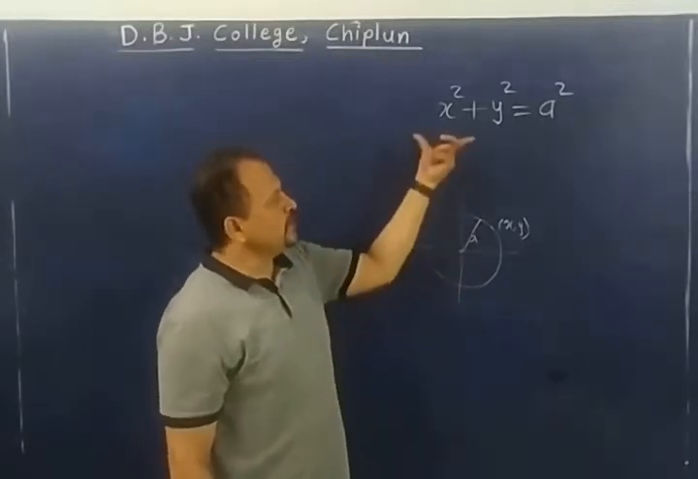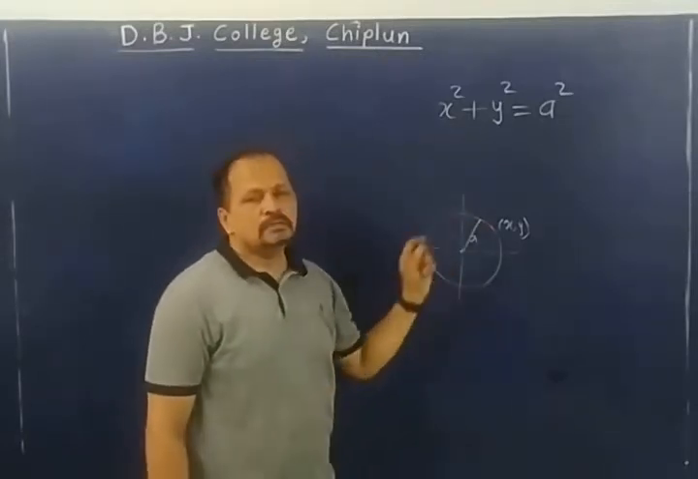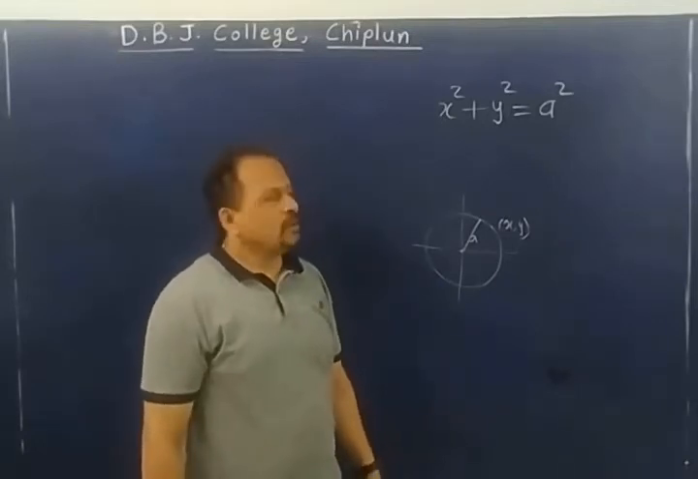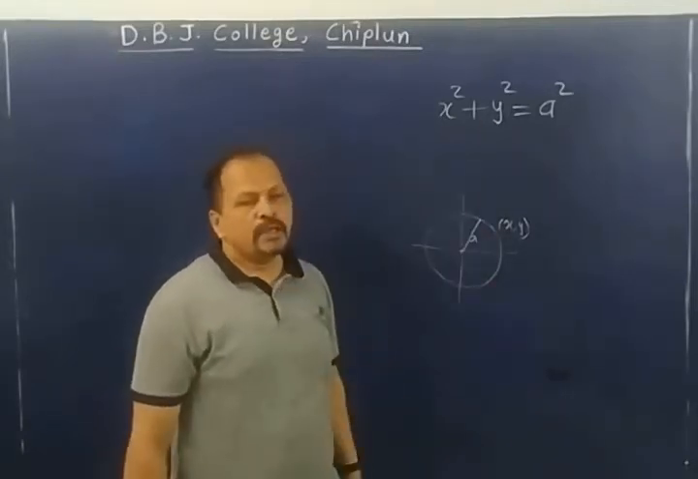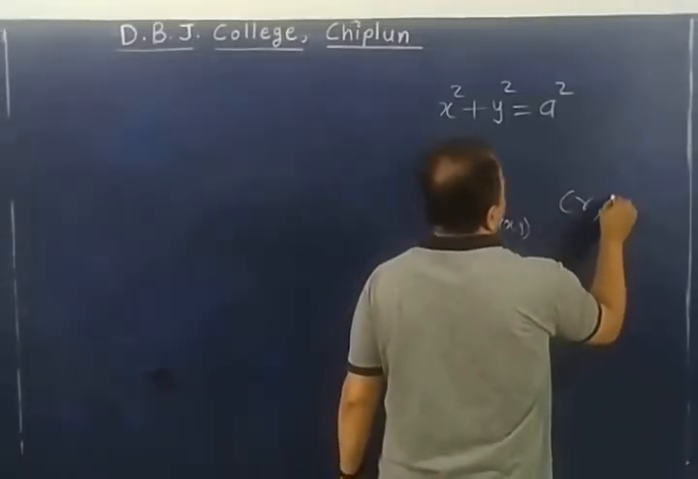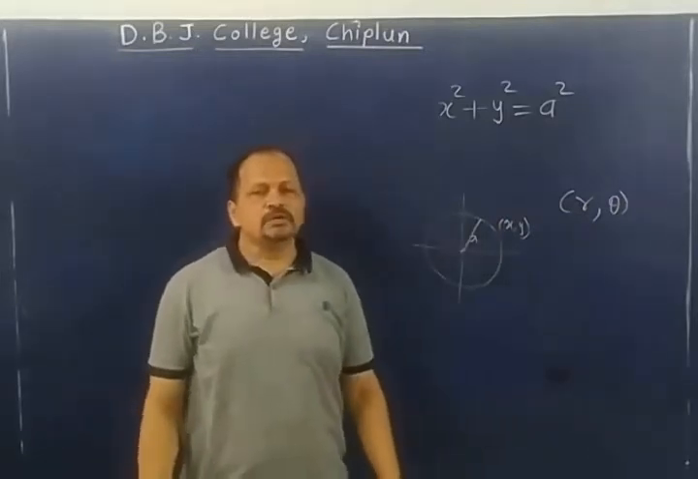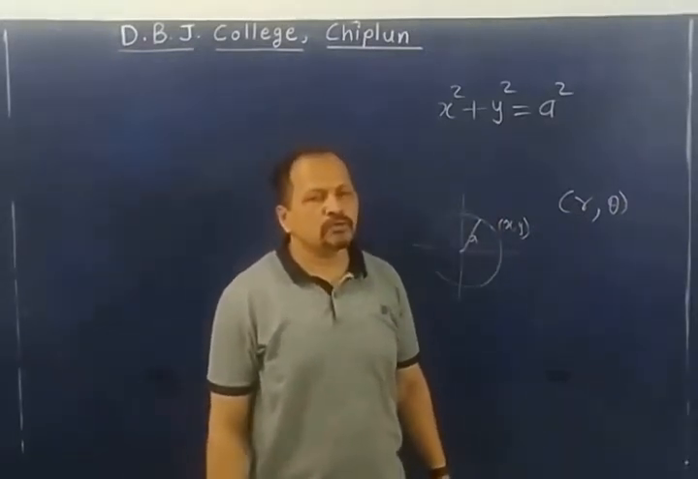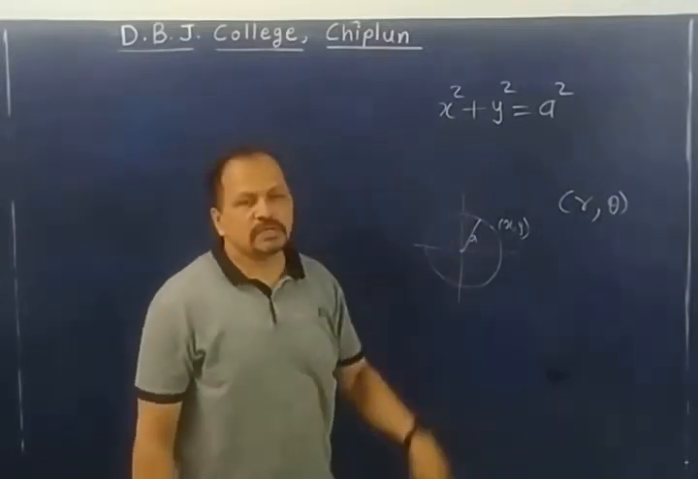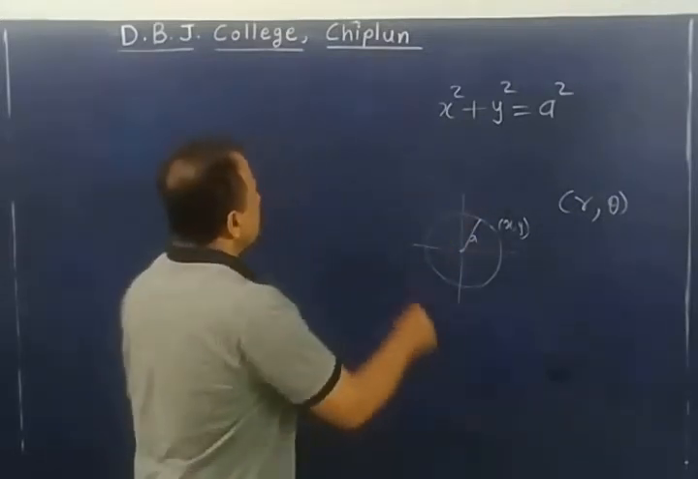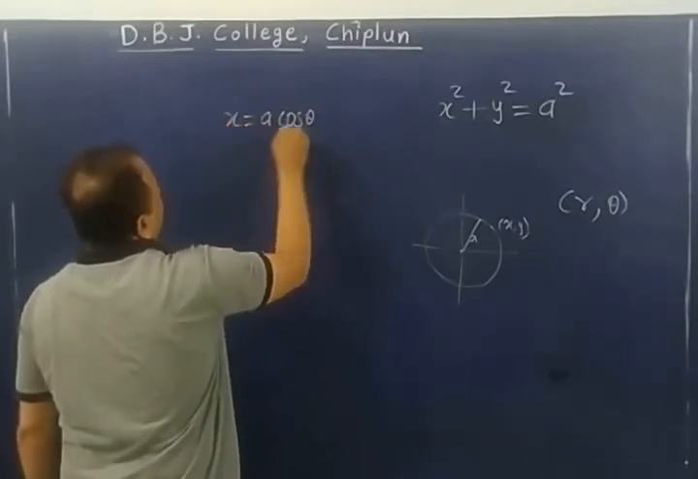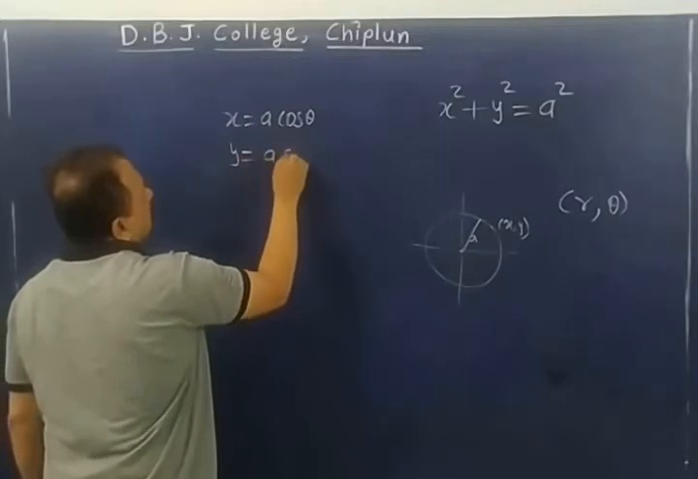Now, is it the unique way to represent a circle? The answer is certainly no. Instead of x and y, we can have r and theta. These two coordinates can be there. You know that they are circular coordinates. So the same equation I can represent using x is equal to a cos theta and y is equal to a sin theta.